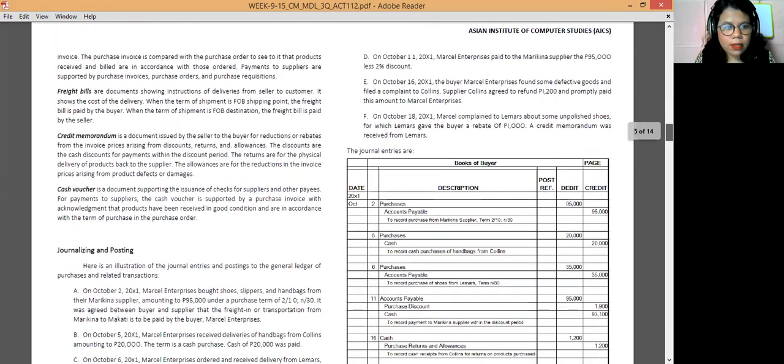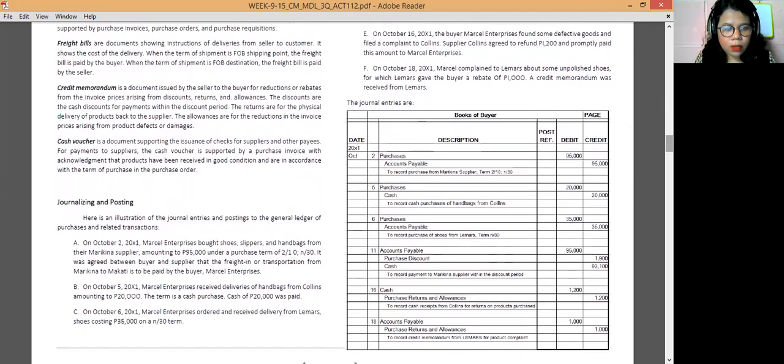Okay, so next natin is yung may cash voucher dyan. So ito yung ini-issue natin when it comes to paying, di ba? Yung binabayaran nating mga purchases. So, hindi nga totally cash yan. Dapat nga check voucher eh, kasi check naman talaga yung ini-issue ng mga kumpanya.